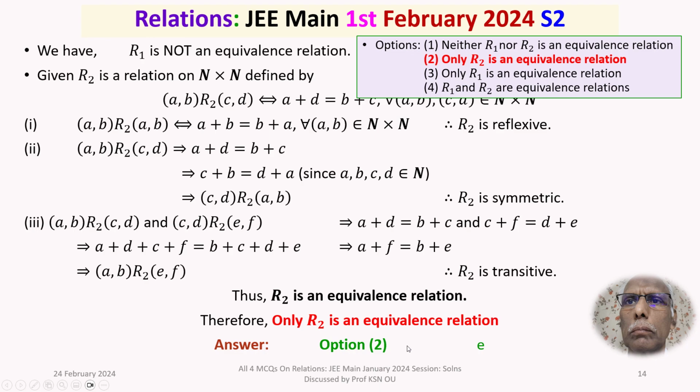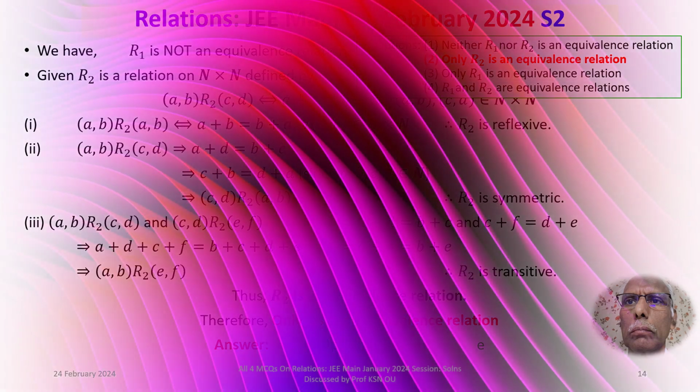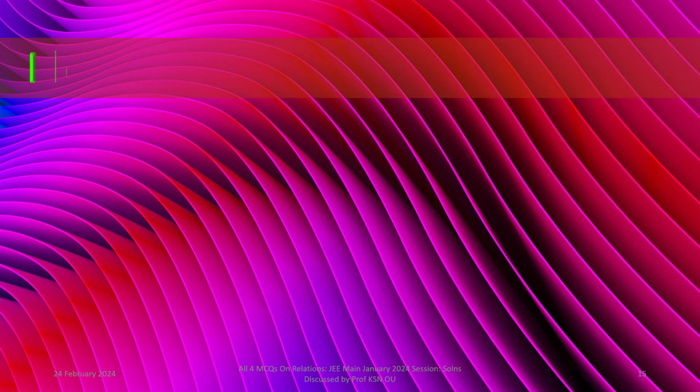So that is the detailed discussion of the 4 solutions, 4 multiple choice questions that have appeared in the January 2004 Joint Entrance Examination Main. I am sure that you have understood the solutions of these 4 examples and I wish you all the best. Thank you.